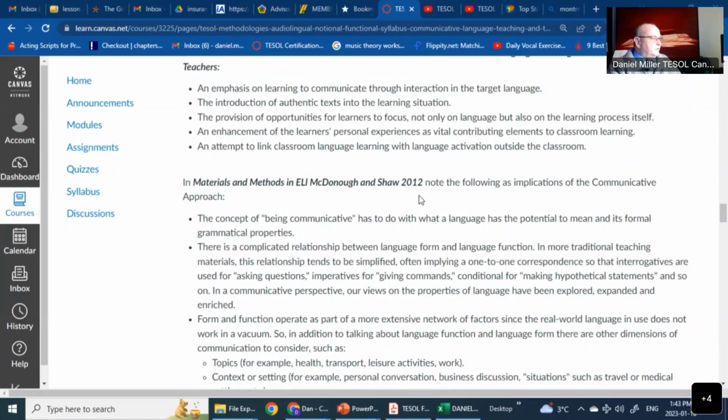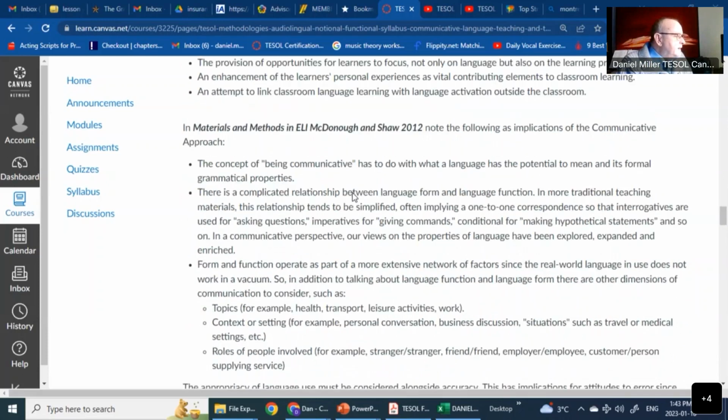And then in 2012, Ellis, McDonough, and Shaw noted the following implications of the communicative approach. The concept of being communicative has to do with what a language has the potential to mean and its formal grammatical properties. There is a complicated relationship between language form and language function.